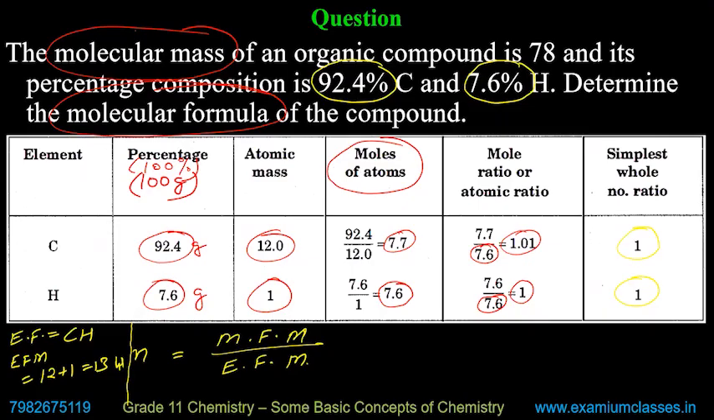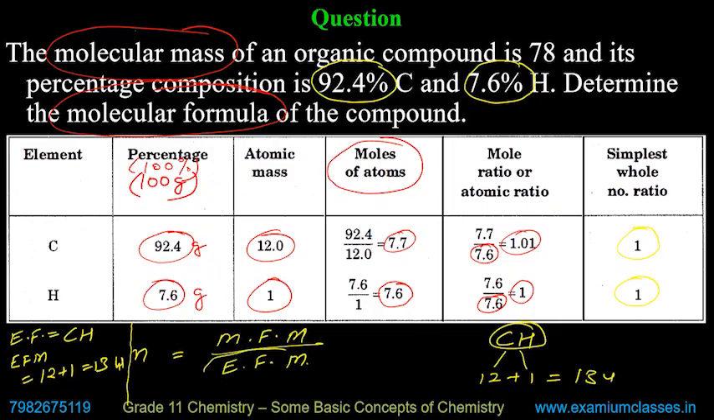CH, so that means 12 plus 1. Is it clear how we got the empirical formula CH? Yes, sir. Right. So if the empirical formula is CH, the empirical formula mass will be the molar mass of this empirical formula, which is 12 plus 1, that is 13 u.